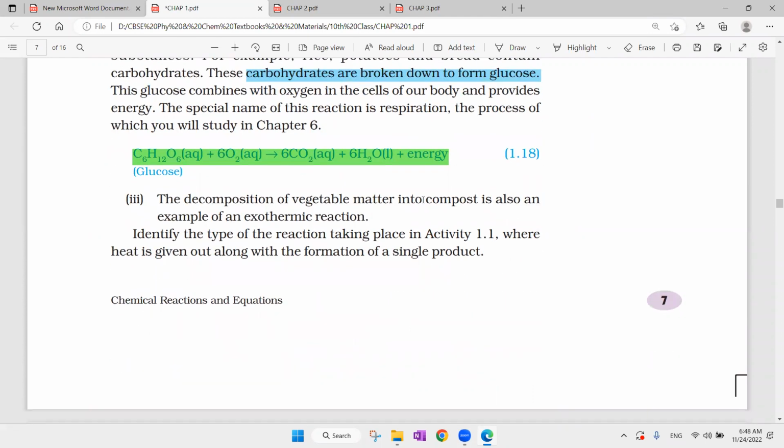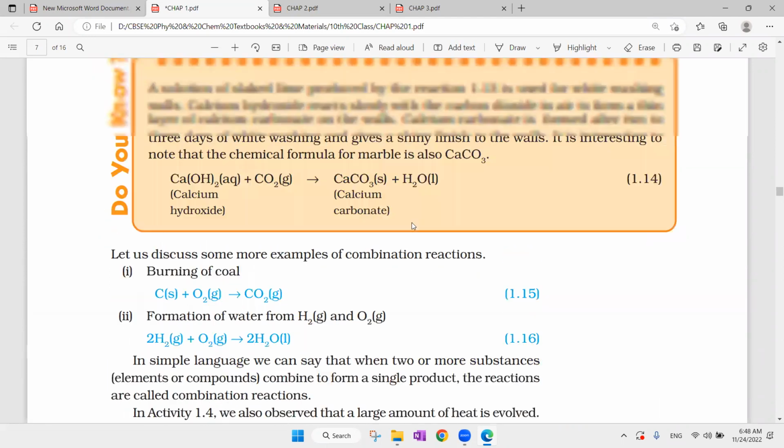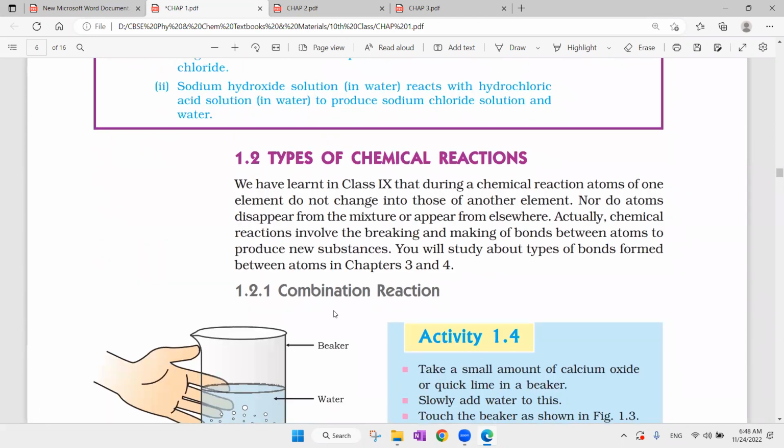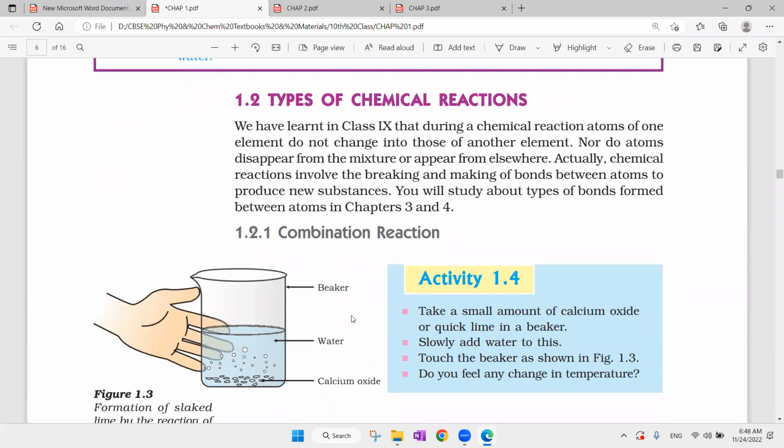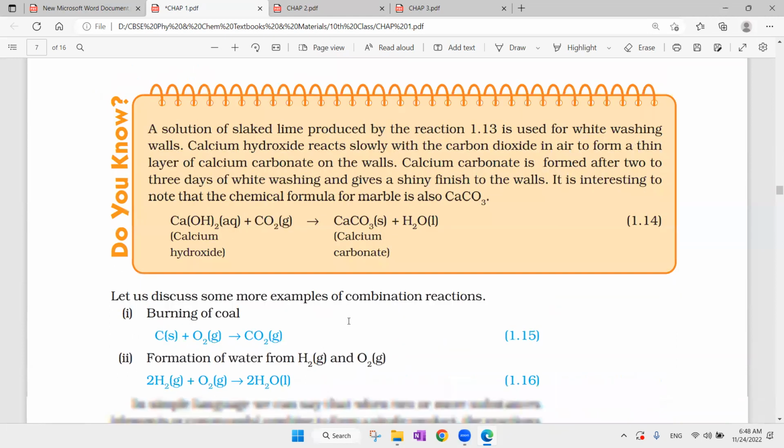The decomposition of vegetable matter is also exothermic. Okay, in 1.2.1, you will study about combination as well as exothermic reactions.